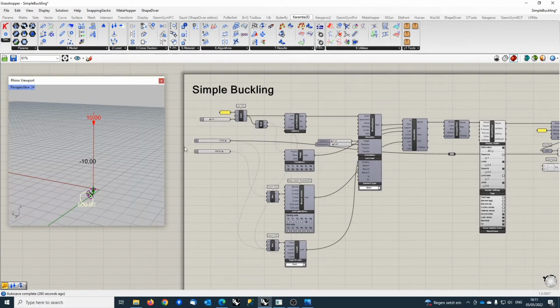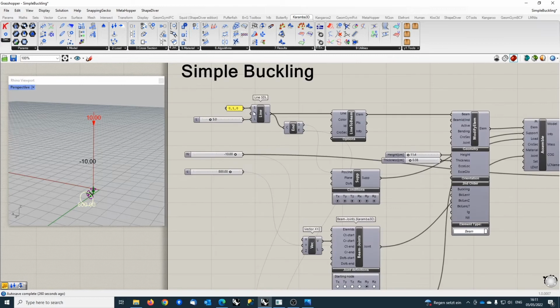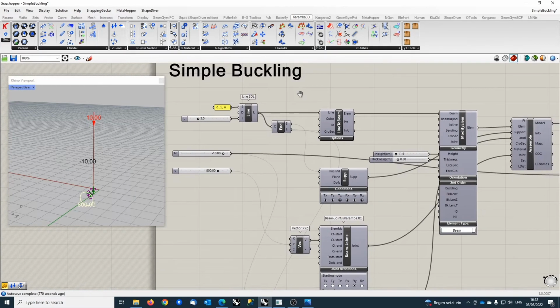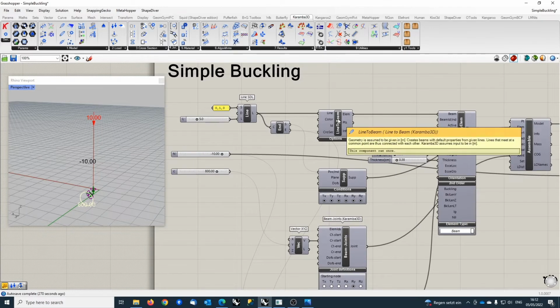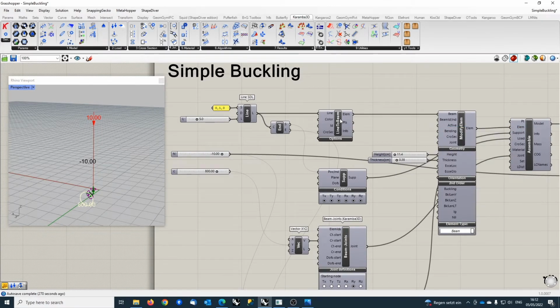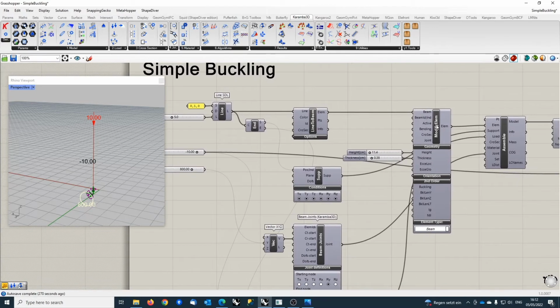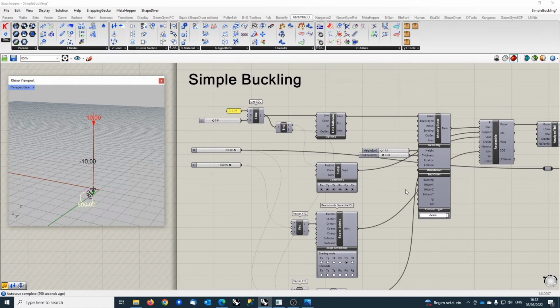The setup in Karamba3D looks like this. We have here the line, which defines the axis of the column. Line to beam turns the line into a beam element. Here, this modify element component can be used to change the cross-section on the fly, namely here the height, which is actually the diameter of the circular hollow cross-section, and the wall thickness.